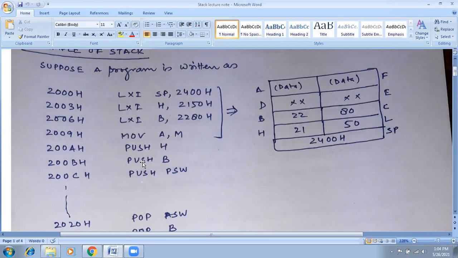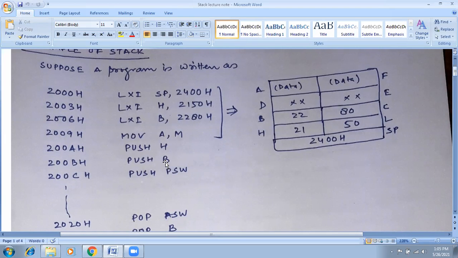Again, at the next instruction, at the next address, we have written PUSH B. It means we again want to copy the BC pair content into the stack. Now, before PUSH B, the stack pointer had the content 23FE. Whenever a PUSH instruction is executed, for example PUSH B, first of all the stack pointer content is decremented by 1, so that 23FE will become 23FD. And the content of the higher order register, in the BC pair, which is the higher order register? B. So the content of the B register will be stored at 23FD.